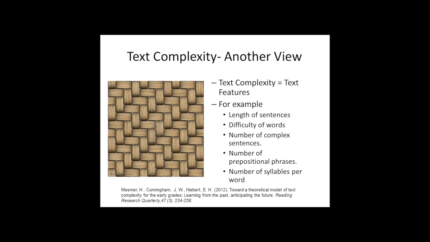So, for example, that might mean any of those things within a text that can be thought of, such as length of sentences, the difficulty of words, the frequency of words, number of complex sentences, and on and on and on. There are literally tens of variables that can be accounted for when we think about text features. I use this little graphic here of an interwoven basket because that's exactly what text is like. In fact, the word complex comes from the Latin complectere, which means with braiding. So complex means to be intricate and interwoven, and that is exactly what text is.